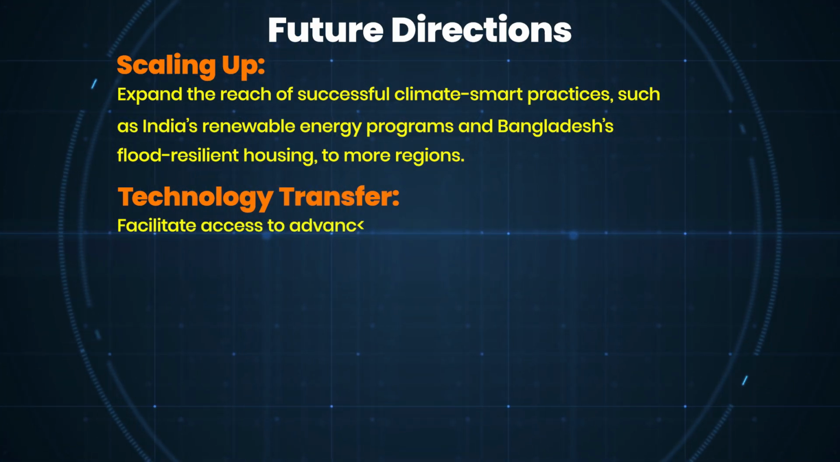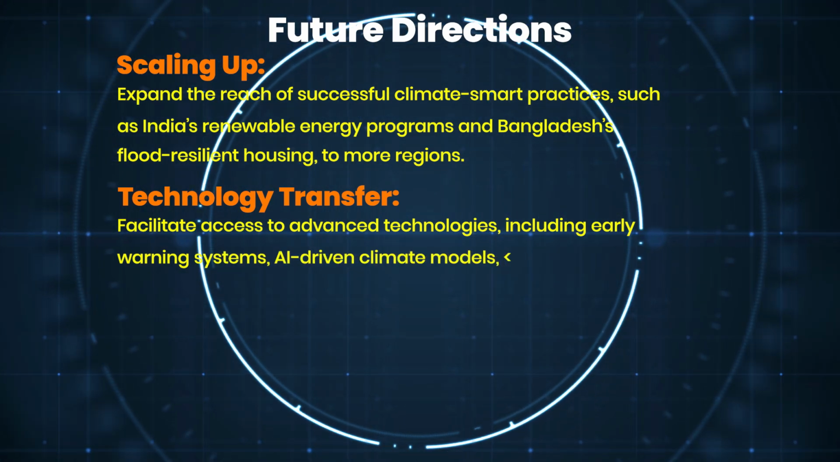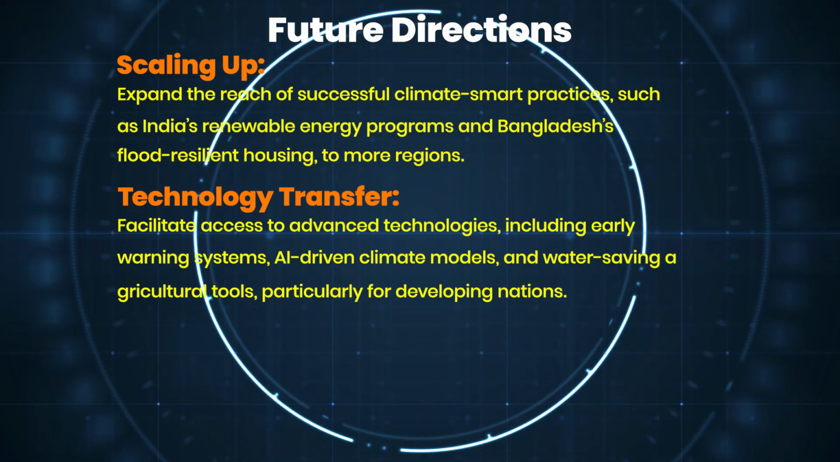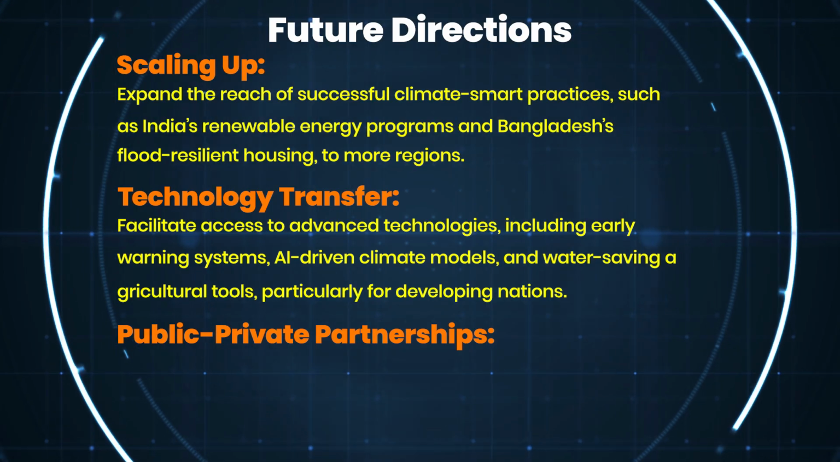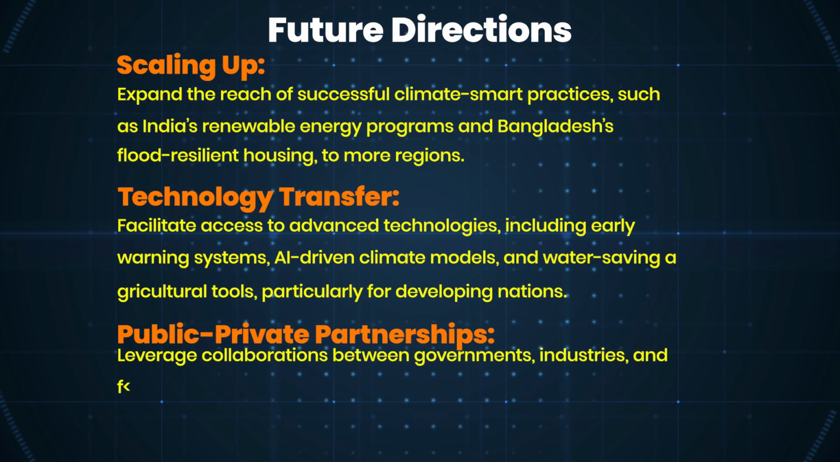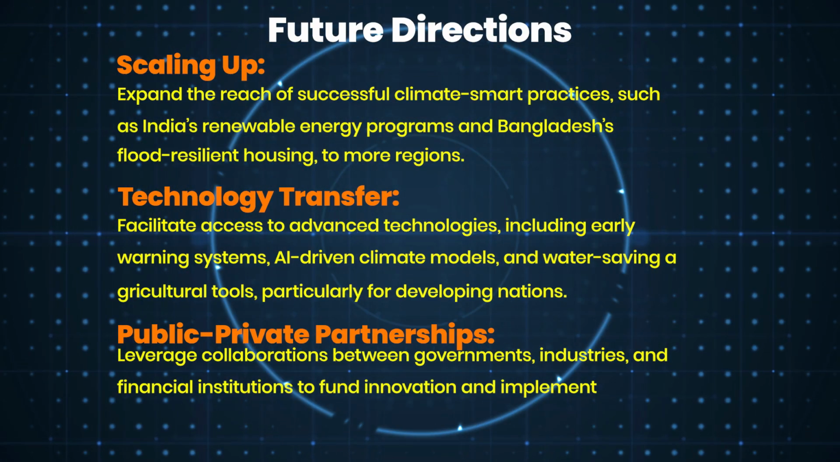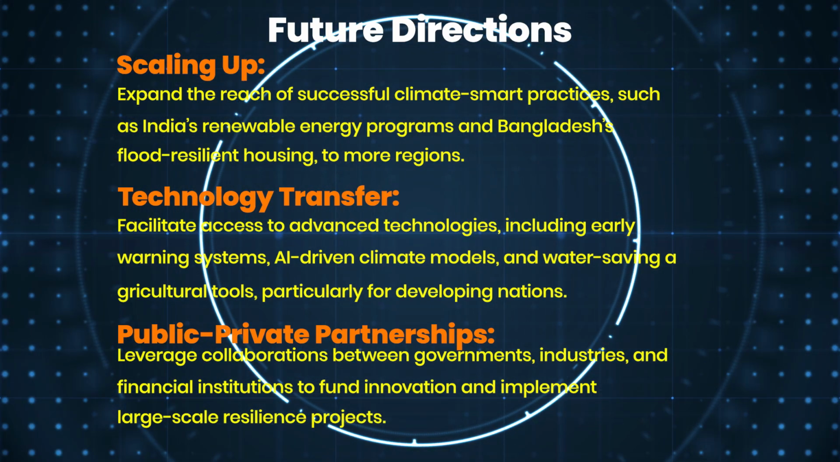Facilitate access to advanced technologies, including early warning systems and AI driven climate models, particularly for developing countries. And the third is public private partnership. This leverages collaborations between governments, industries and financial institutions to fund innovation and implement large scale resilience projects.